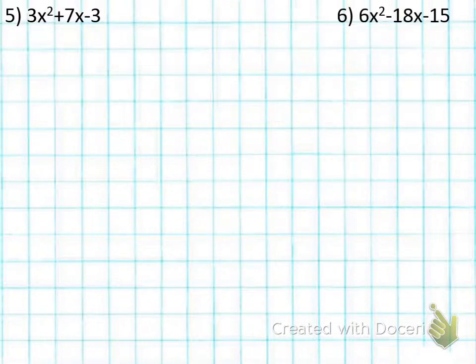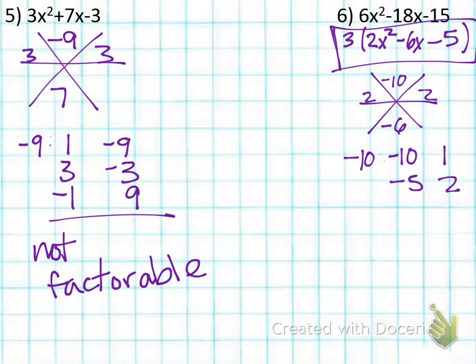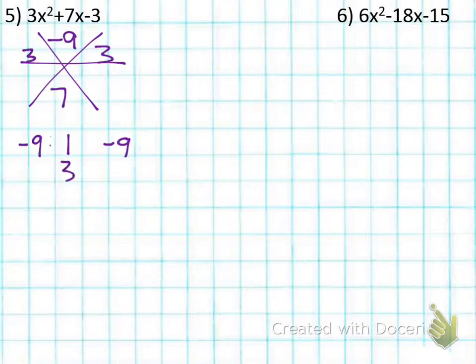Alright, moving on to numbers 5 and 6. I'm going to try to factor number 5 using an X box, my tool, right? So put a on either side. A times c gives me negative 9. And then I put b down below, it's just 7. My factors of negative 9 are 1, negative 9, and then 3, negative 3. I could also look at negative 1 and positive 9, right?